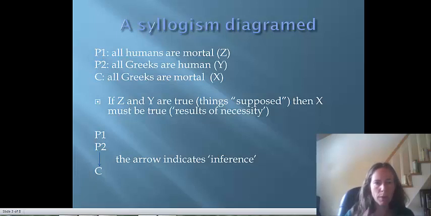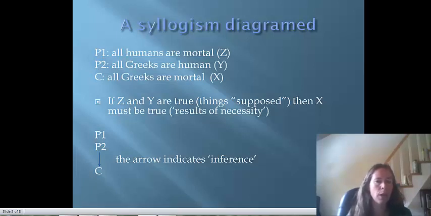You move from a premise, those are the things supposed, which is a theory or an idea, to a conclusion, which is your specific confirmation. And this is deductive logic or reasoning. So I've listed up here one of the most classic syllogisms, which starts with the premise, all humans are mortal, which we can call either Z or premise 1. Premise 2 is that all Greeks are human, which would be our Y statement, and then that leads us to our conclusion, all Greeks are mortal.